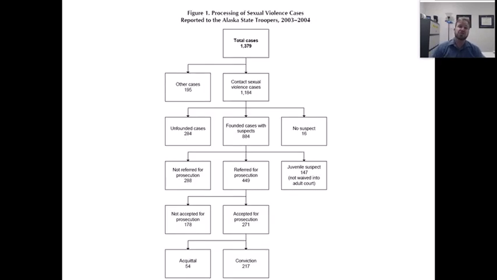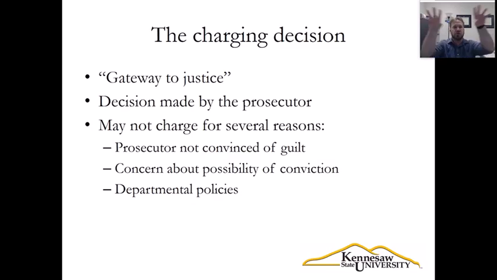incarcerated. So this is just another example using Alaska State Police reports of sexual violence. And so you see 1,379 cases, and then it just funnels down to where you end up, and this doesn't even talk about the sentencing phase, but you end up with 54 acquittals and 217 convictions, where it kind of whittles down. You'll probably hear other professors talking about the funnel of criminal justice, how it goes from this very large amount of cases of crimes that are committed all the way down to this very small amount that actually go to prison or go to trial.